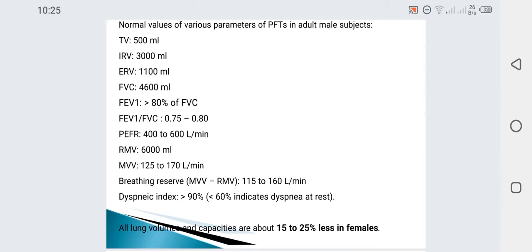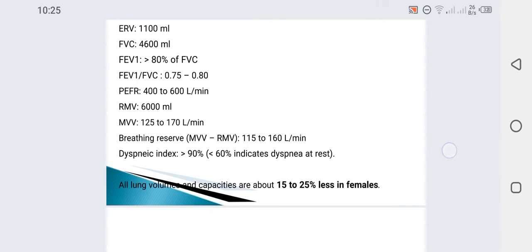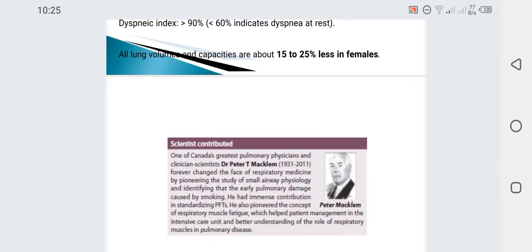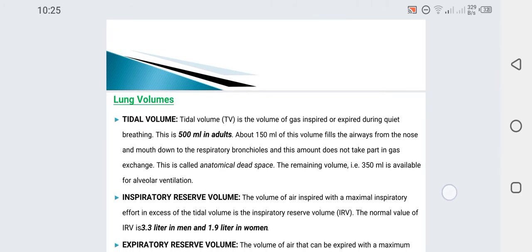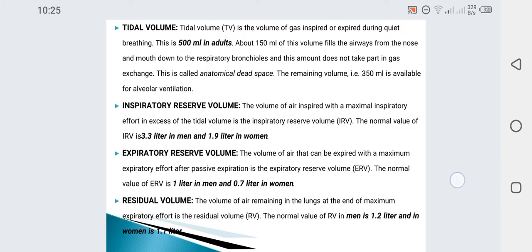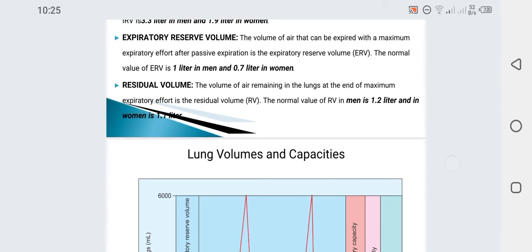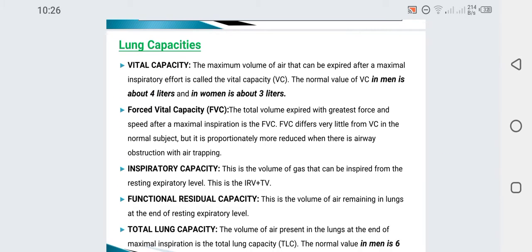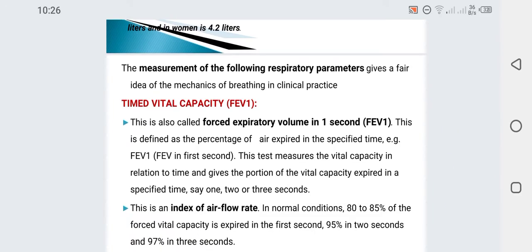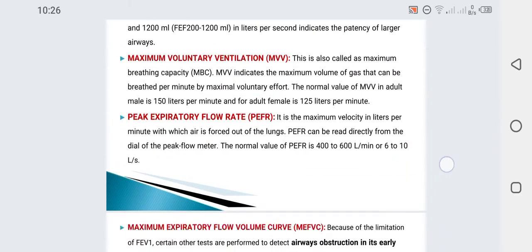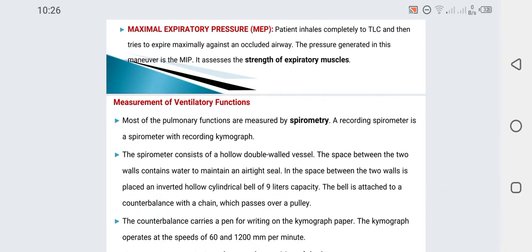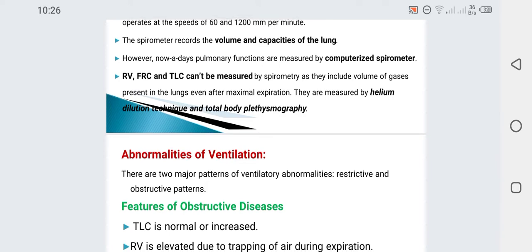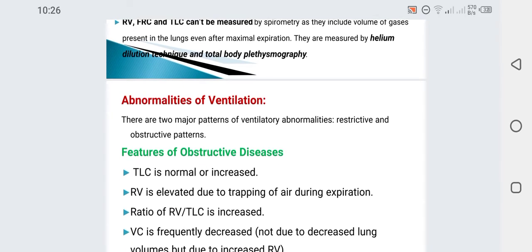The normal values were already taught, the different normal values of the capacities and lung volumes, tidal volume, inspiratory reserve volume; these are all taught in previous classes. So now comes the abnormality of the ventilation.